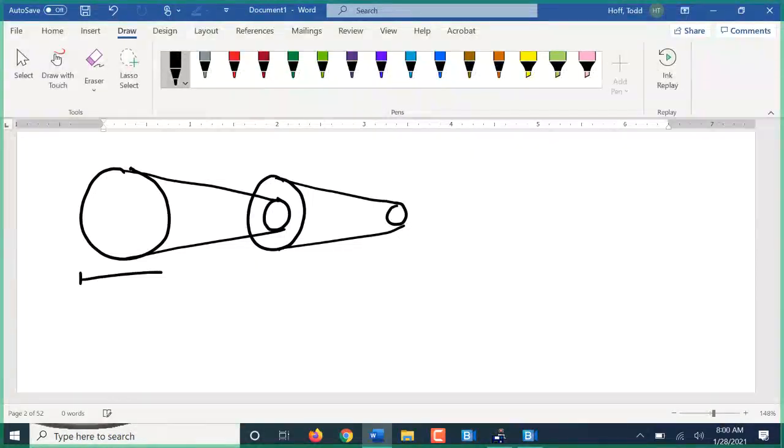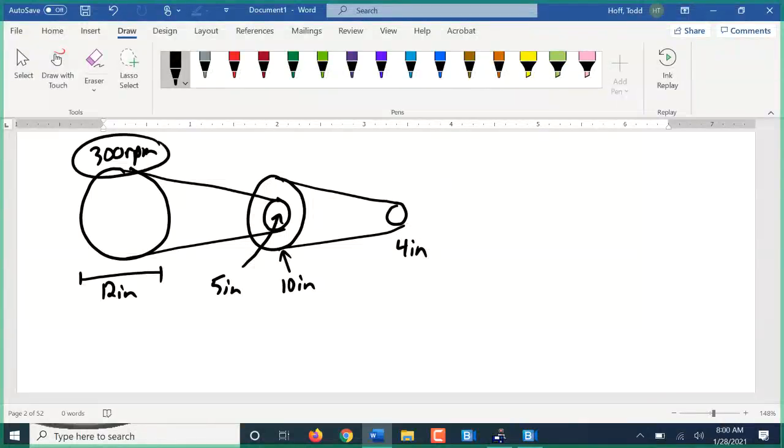Let's say this here is a 12-inch pulley. This little one here is a 5-inch pulley. The big one here is 10 inches. And this little one here is 4 inches. And this big pulley is turning at 300 RPM. I want to know how many RPM the little pulley is turning at.